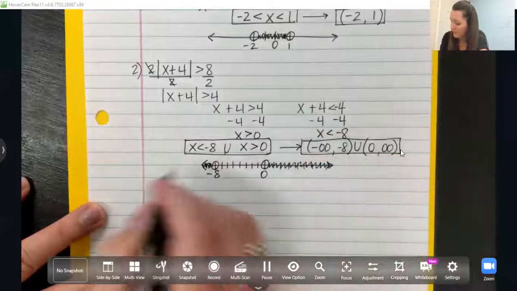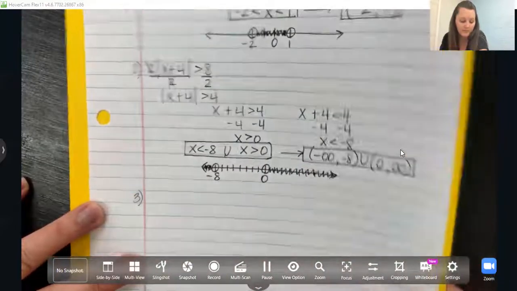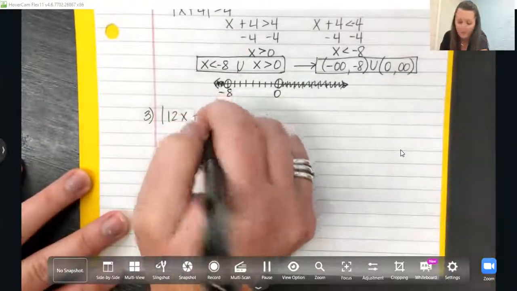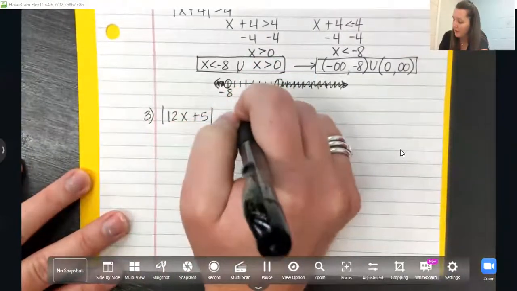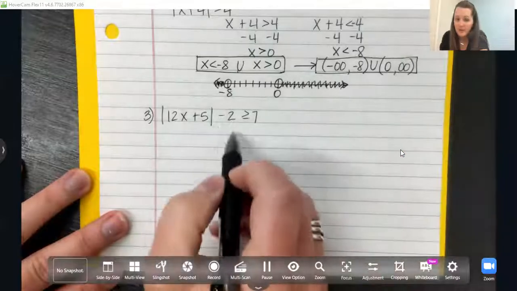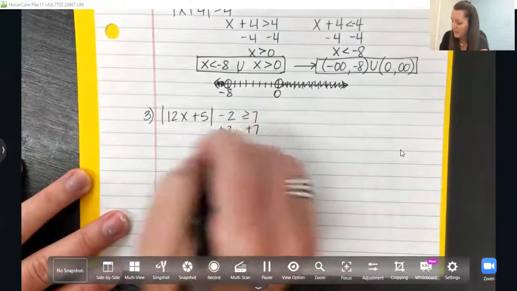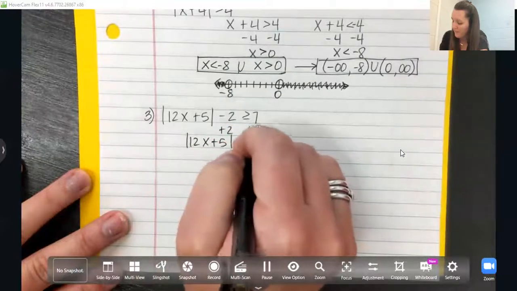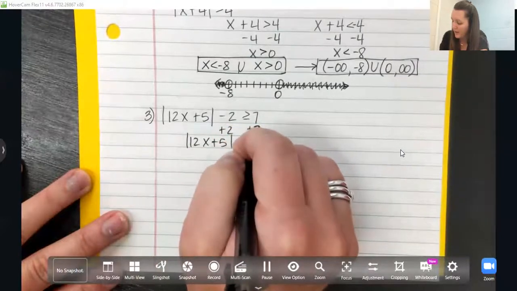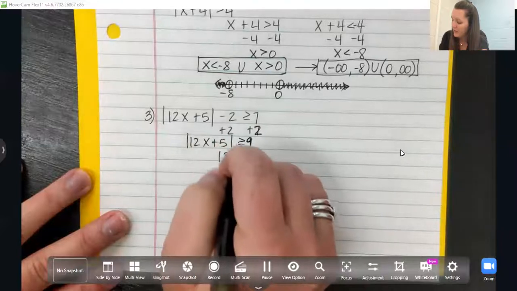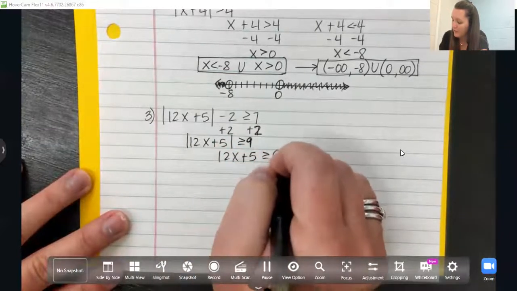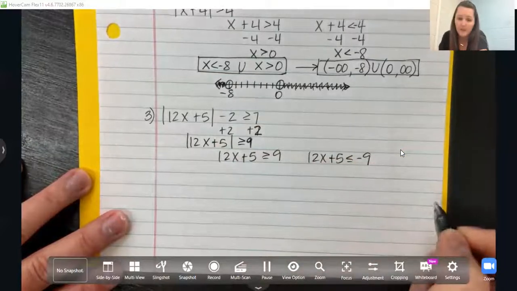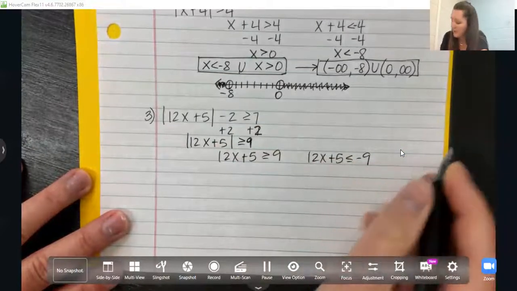All right, number 3, let's look at that one. Number 3 says the absolute value of 12x plus 5 minus 2 is greater than or equal to 7. We have to add our 2, get rid of that 2 first to isolate our absolute value bars. That's supposed to be 9, isn't it? 12x plus 5 is greater than or equal to 9, and 12x plus 5 is less than or equal to negative 9, right? Flip the inequality sign, flip the integer sign.